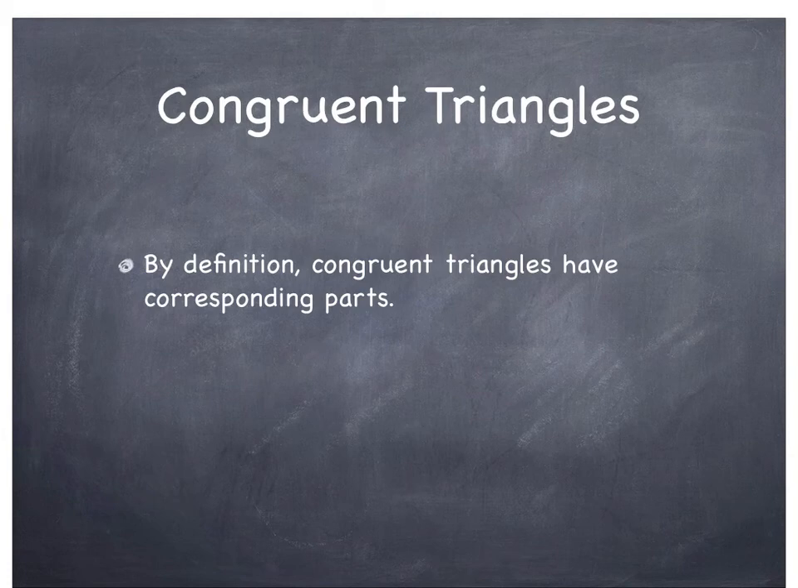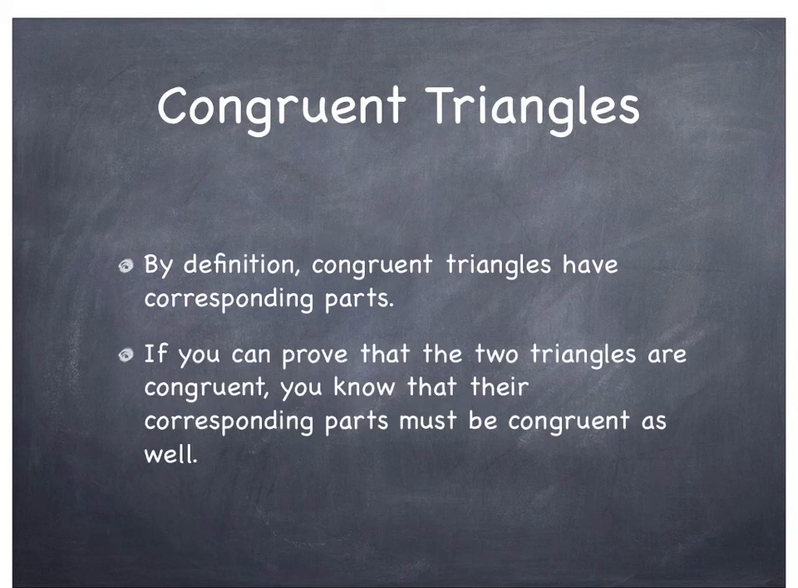You guys remember, by definition, congruent triangles have corresponding parts. You remember when we were talking back in one of the earlier videos that all 6 pairs of angles on congruent triangles have to be congruent to each other? So in other words, there's 3 pairs of angles and there's 3 pairs of sides. That's 6 pairs have to be congruent to each other. Well, those pairs are called corresponding parts.